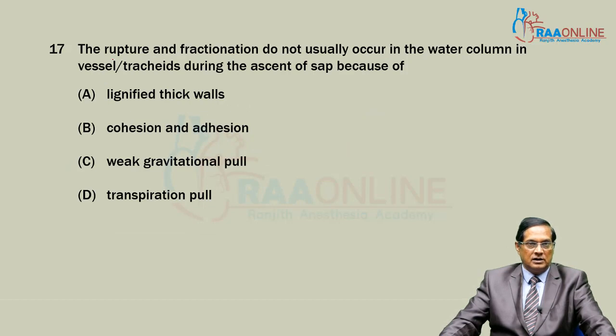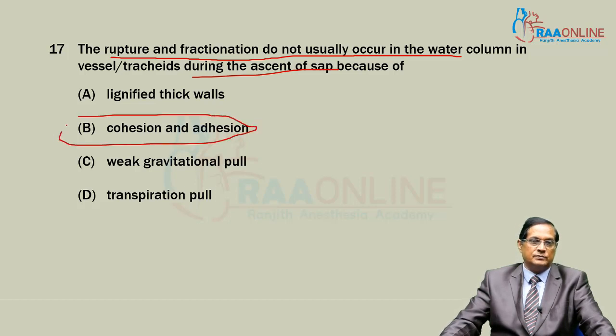Rupture and fractionation do not usually occur in the water column. Same question, but language is different. This is because of cohesion and adhesion. Cohesion, what is? That is mutual force of attraction of water molecules, and the force of attraction of water molecules and xylem wall or vessels, and both are responsible for what? That is continuity of water column within the element.